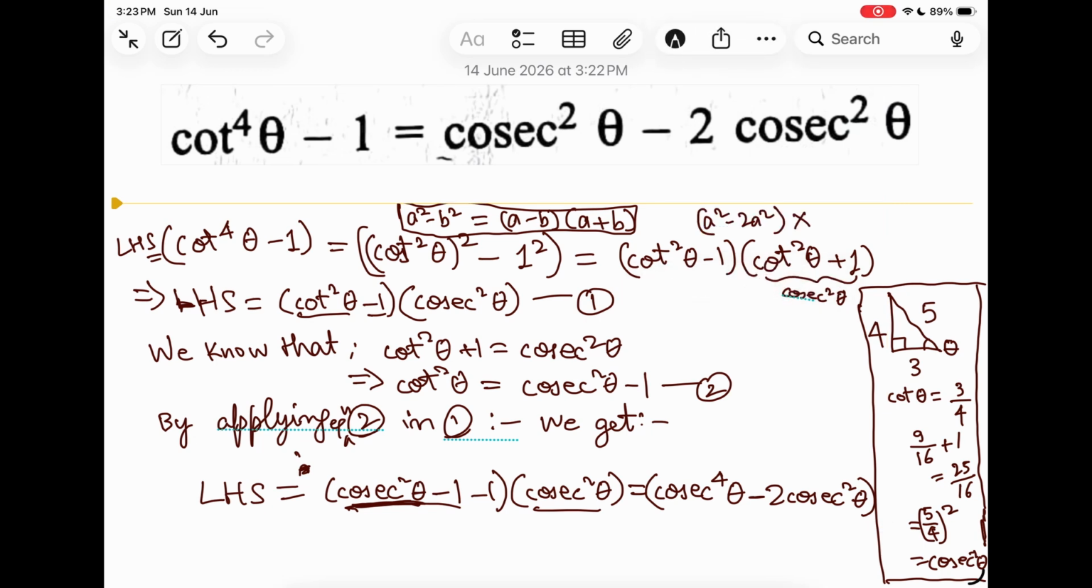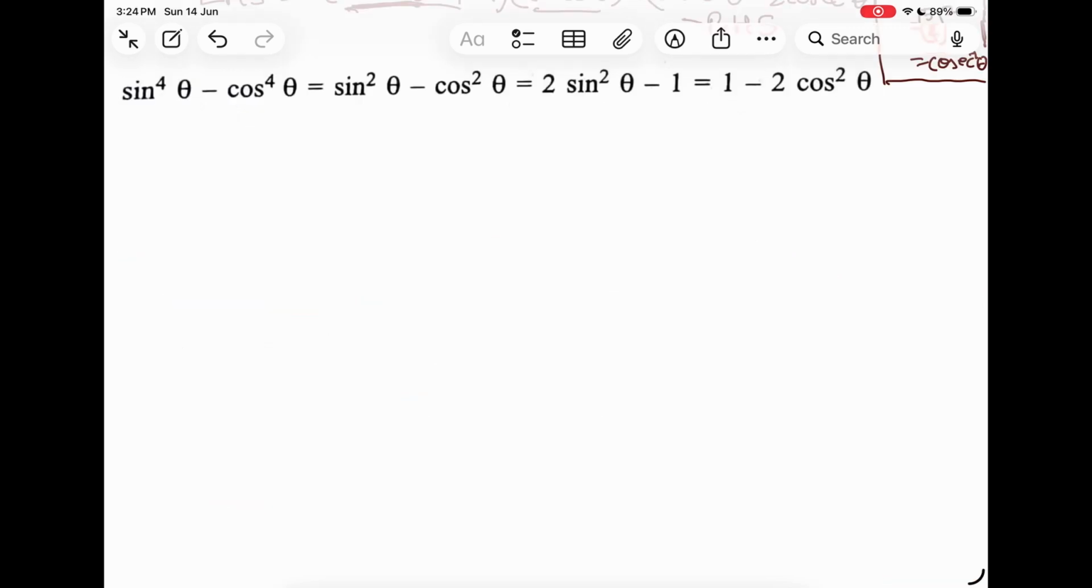All right, moving on. So in this next question, we have sine to the power 4 theta minus cos to the power 4 theta equals sine square theta minus cos square theta equals 2 sine square theta minus 1 equals 1 minus 2 cos square theta. We have to prove this, in which there are not only LHS and RHS, there are four trigonometric expressions that have to be equated to each other.